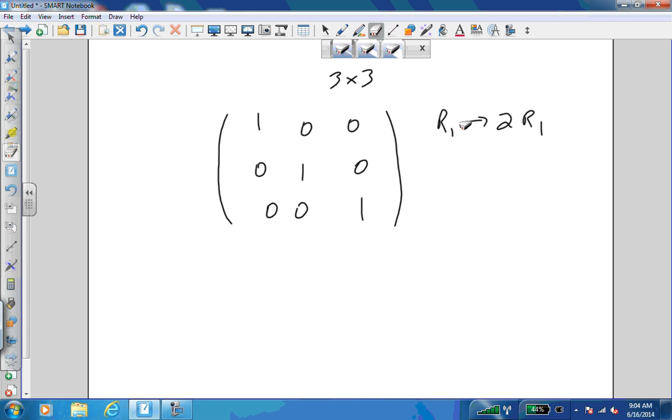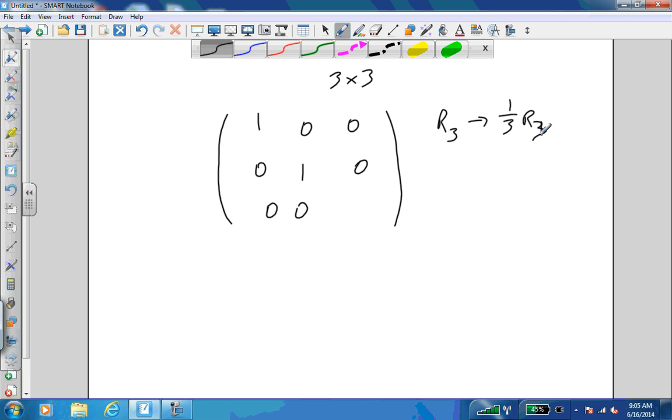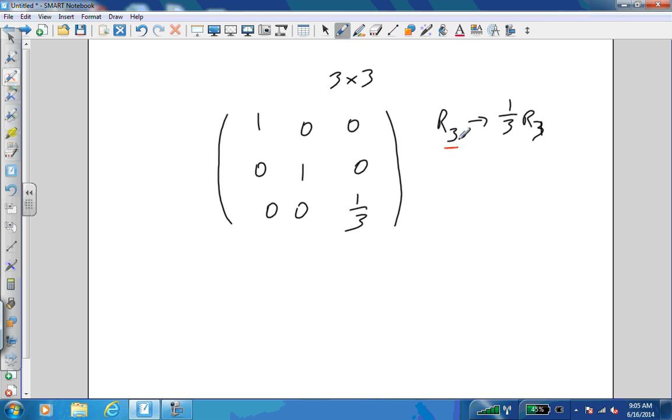If we want to take our third row and do a third of our third row, then we go to the third row and we do a third of the third element. So the third element in the third row is here, so we do a third of that. Whatever row we're changing, that's the row that we're changing in our identity matrix, and this tells us which piece that we're changing. We're letting the third piece have a coefficient of 1/3.